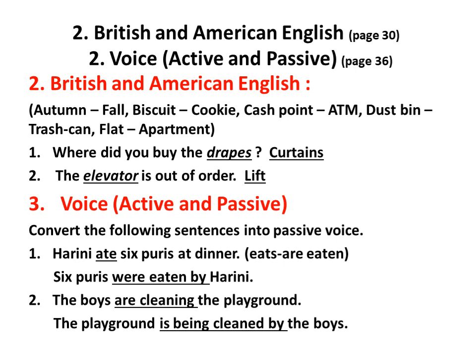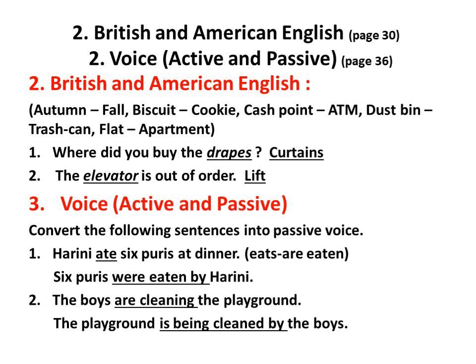And the examination type of questions will be like this. Where did you buy the drapes? And drapes are called as curtains in American English. So you have to fill the word in the given blank. The elevator is out of order. So the underlined word is elevator and the American English word is lift over there.